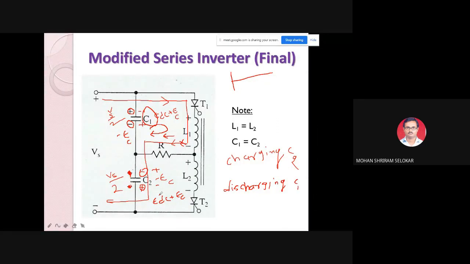Now what happens? With this, T1 stops conducting when the current through T2 goes down to zero. Is it clear? Will you understand this much, beta?